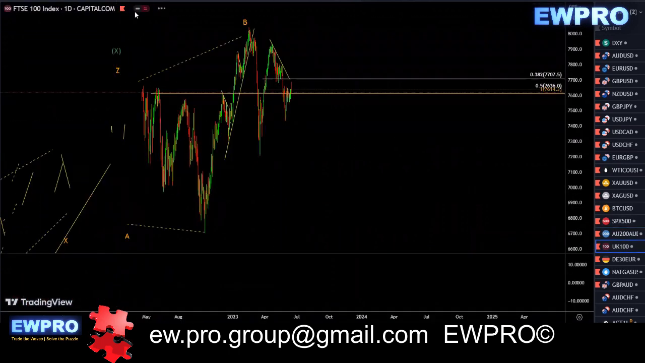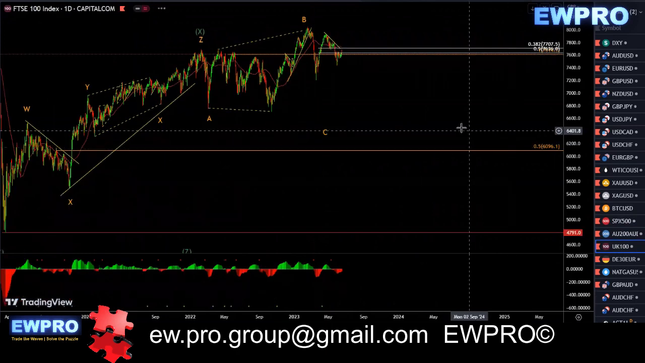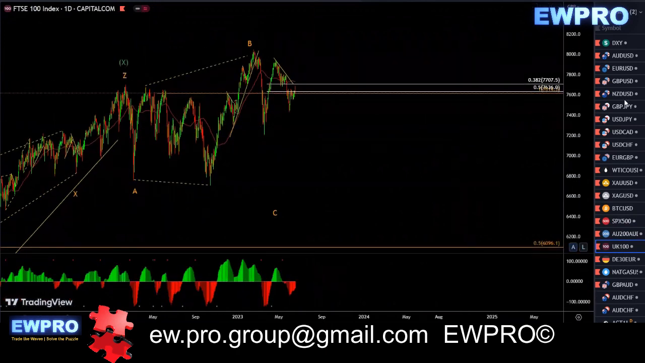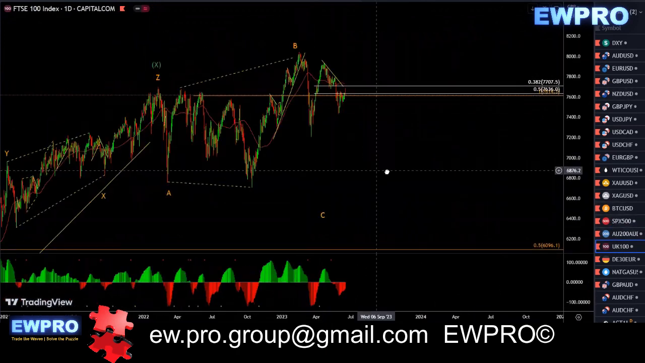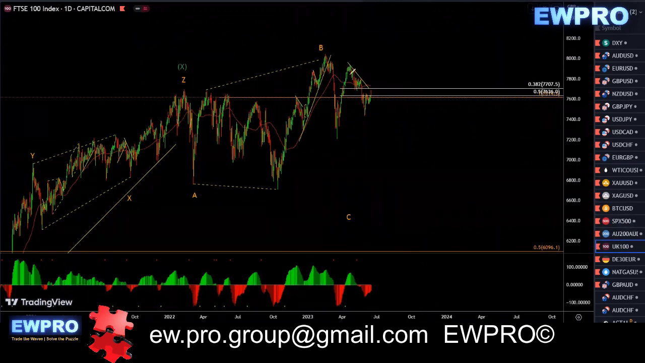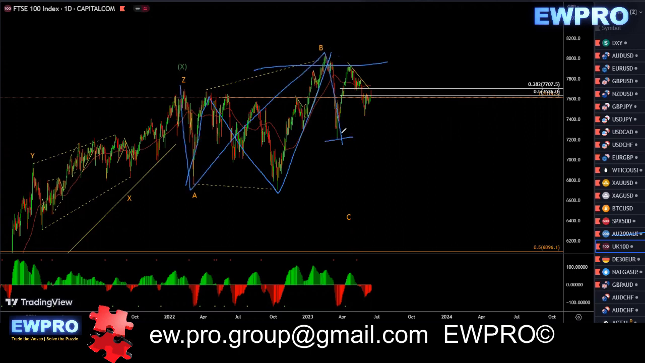The FTSE, this is very similar to AU200, but like I mentioned a couple of weeks ago, the AU looks like the better trade. The FTSE, we're at the top of the market. We sort of got that A, B, C in here, and then an A, B, C. Would have liked this to come down a little bit further, but it never did. Then gave us that impulse up, and then it's correcting.